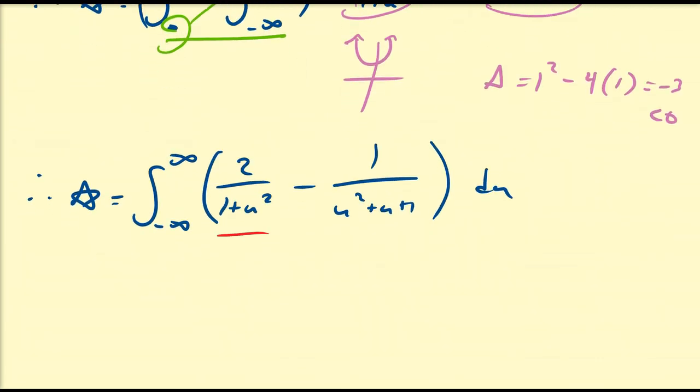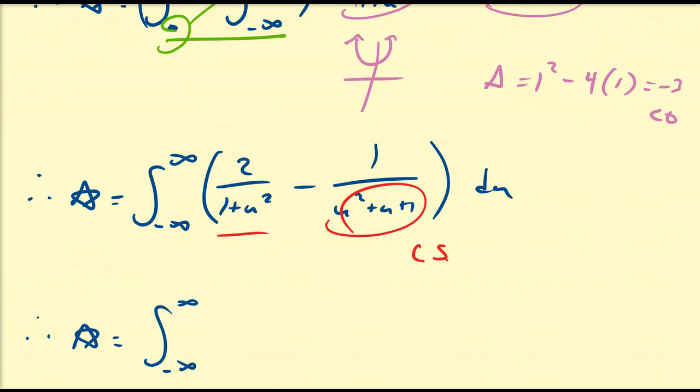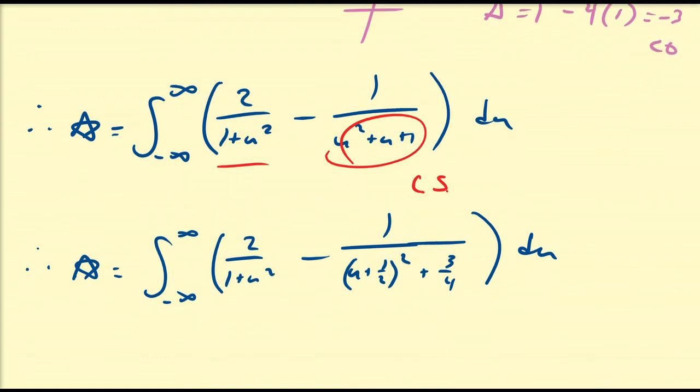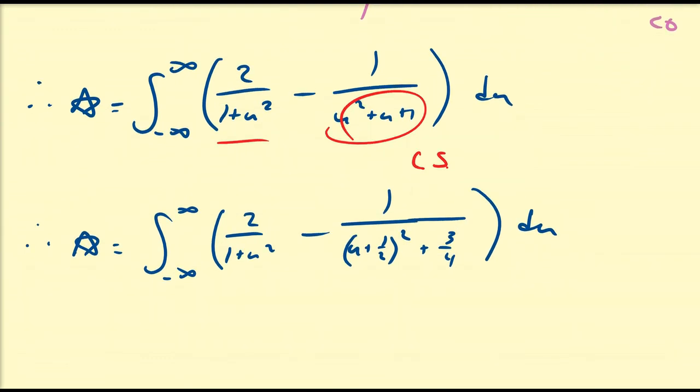So this first integral shouldn't be that much of an issue, and you can complete the square on this second piece if you want. So I can rewrite my integral as the integral from minus infinity to infinity of 2 divided by 1 plus u squared. And for that, I can rewrite as 1 over u plus 1/2 squared plus 3/4. Once I complete the square on u, du. So both of these are arctangent integrals, so I can rewrite this as 2 times the arctangent.